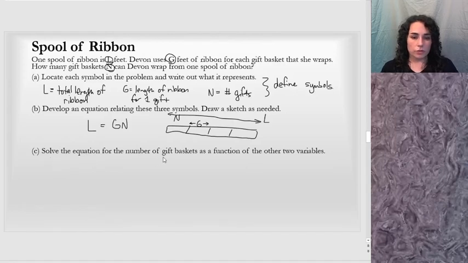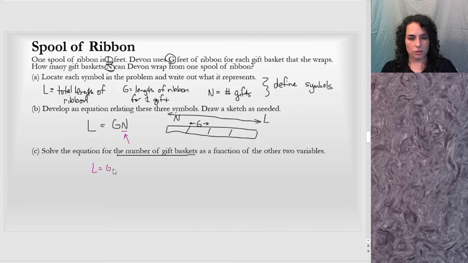Solve the equation for the number of gift baskets as a function of the other two variables. So it says solve for the number of gift baskets as a function. What the heck? Okay, so let's dissect this. Solve the equation, solve for the number of gift baskets. So we want N on one side. So for me, it's asking solve for the number of gift baskets as a function of the other two variables. So we're going to put the other two variables on the other side.